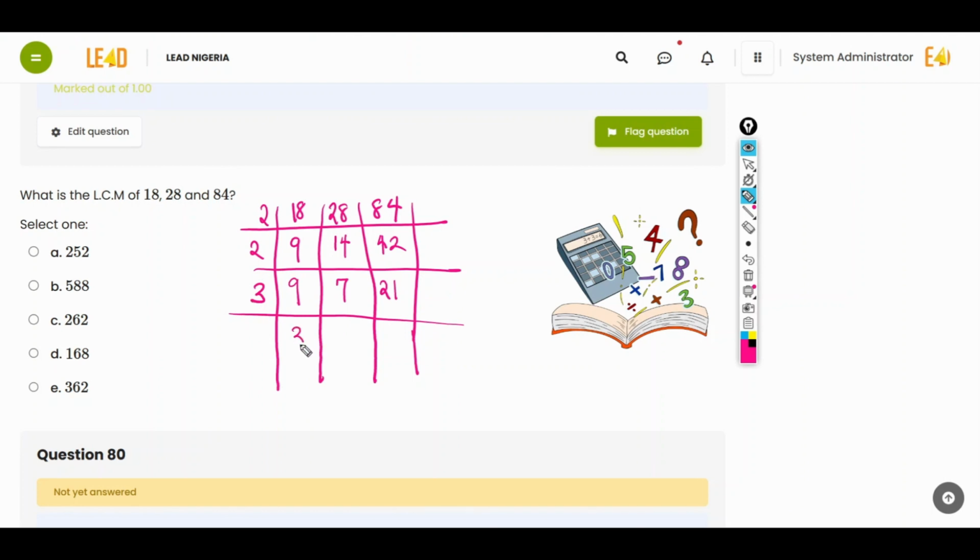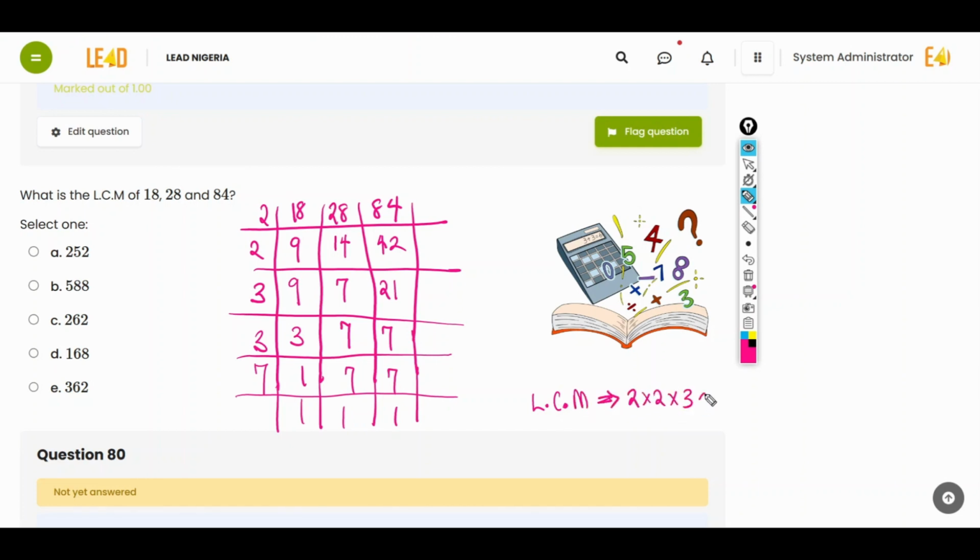We'd have 3, 7, and 7. We can work with 3 again. We'd have 1, 7, 7. All right, and then finally we can work with 7. We'd have 1, 1, 1. So our LCM is going to be 2 times 2 times 3 times 3 times 7.